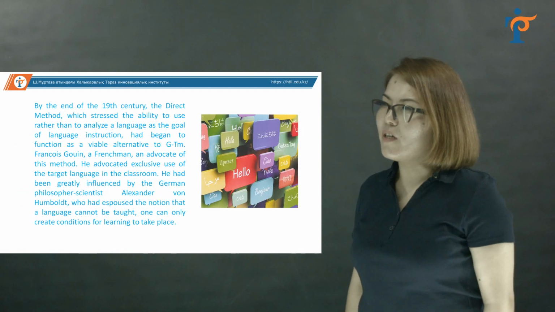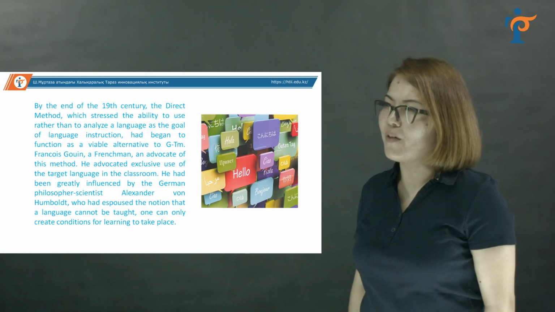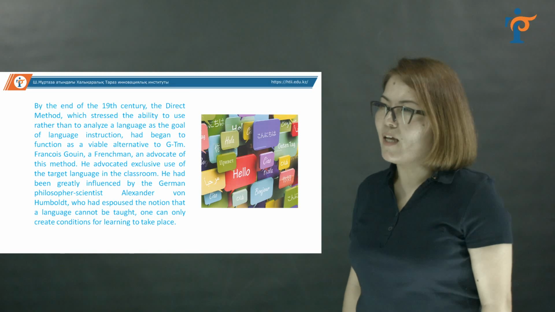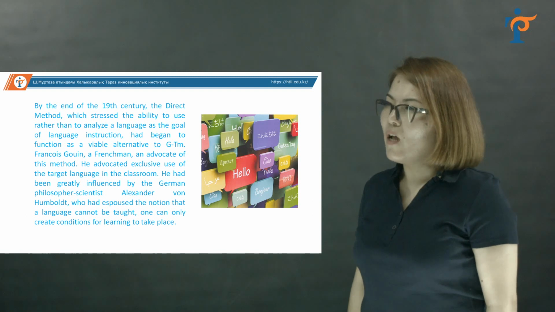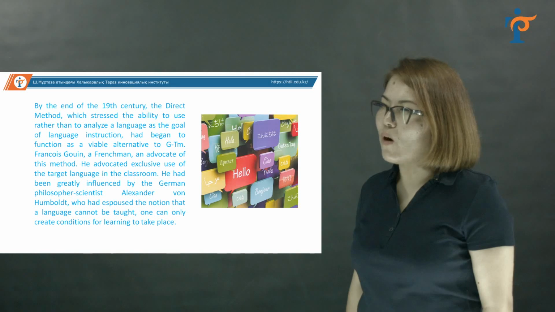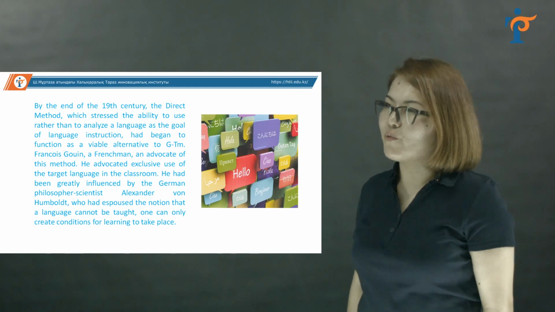By the end of the 19th century, the direct method, which stressed the ability to use rather than to analyze a language as the goal of language instruction, had begun to function as a viable alternative to grammar translation. François Gouin, a Frenchman, an advocate of this method, advocated exclusive use of the target language in the classroom.